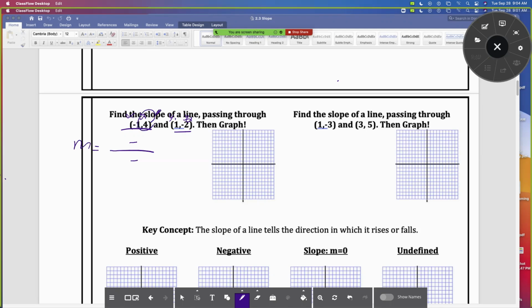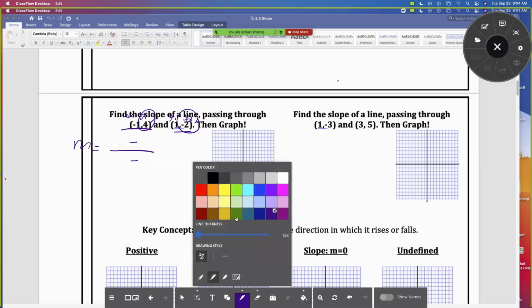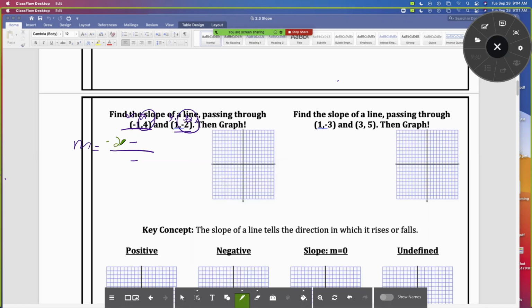Now, this is my y1, this is my y2. Notice that my y2, I'll even change color so that way you can see it, is -2. My y1 is a +4. Now I'm going to look for my x1 and x2. My x2 is right over here, which is a +1. And then my x1 is a -1.